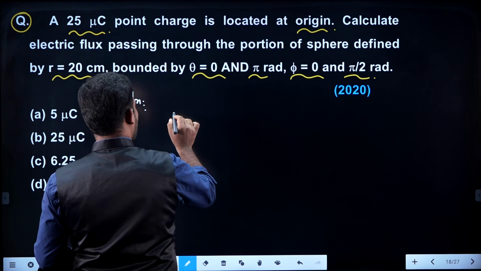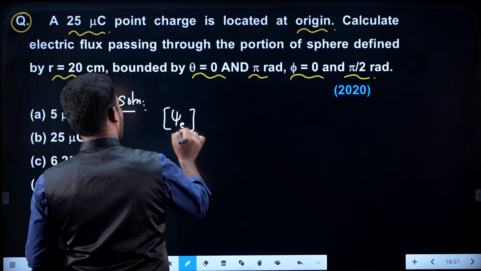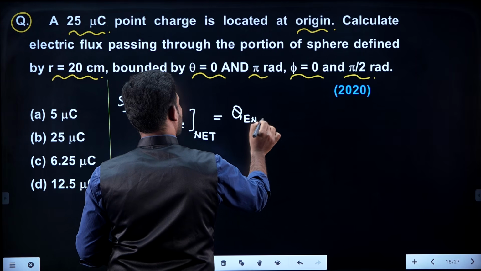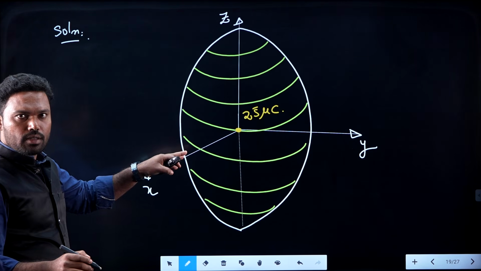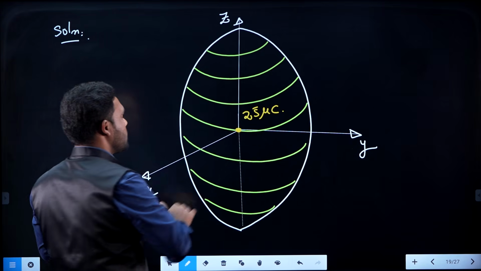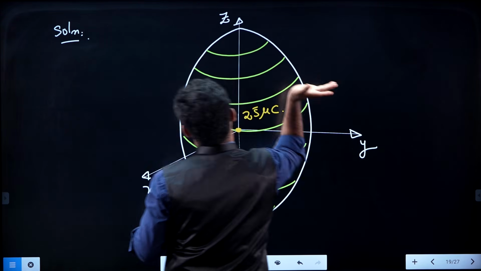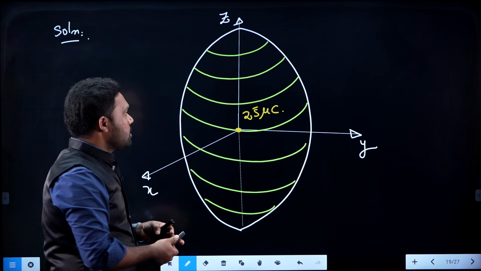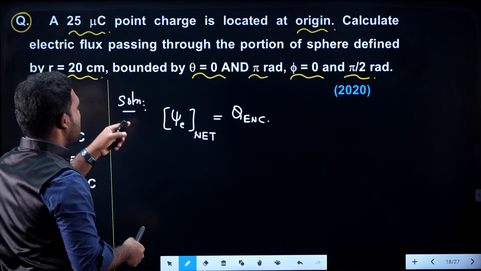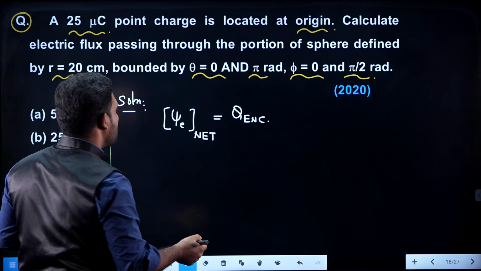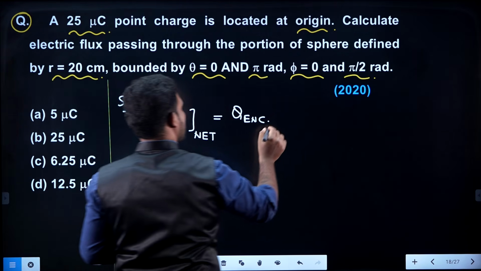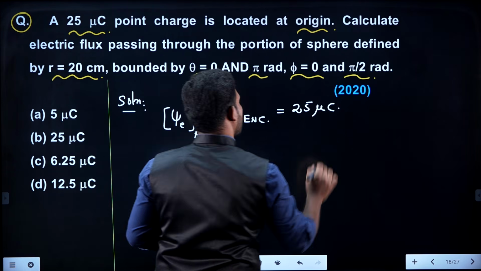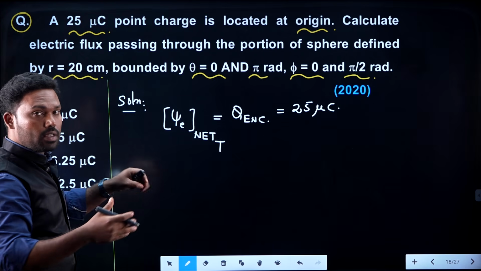So, what is the flux coming out of any closed surface? Net electric flux is equal to charge enclosed, isn't it? Suppose this were a sphere, hope you have understood this portion, one more portion that side, this side. So, the 4 portions lead to a sphere. Suppose if the charge is placed inside, what is the total flux coming out? The total flux is 25 microcoulombs. Let me call this the total 25 microcoulombs. But that is not the question. It is asking how much is the flux crossing through this portion.